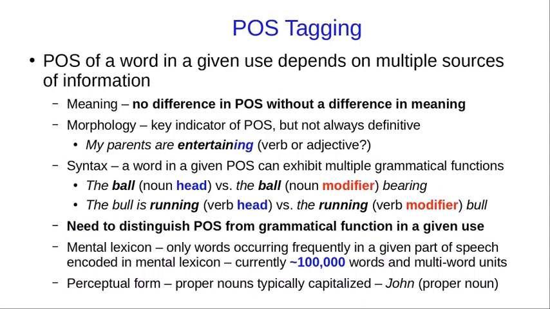We also have a mental lexicon, which only includes frequently occurring words in a given part of speech. We currently have approximately 100,000 words and multi-word units in the mental lexicon. The perceptual form is also important for part of speech determination. However, the focus of double R grammar is not on perceptual processing. However, we do include information about the capitalization of words.